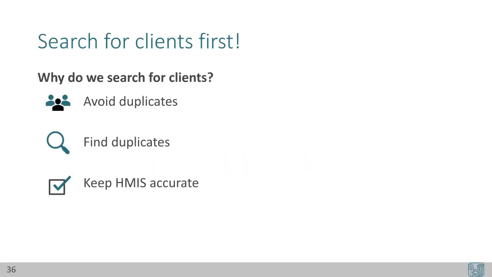Search for clients first. Why do we search for clients in HMIS? We want to avoid duplicates. Split client profiles in HMIS mean that the agency and the community don't get the full picture of a client's experience of homelessness and the services that they may have tried before. Searching also helps us find duplicates. And overall, we want to keep HMIS accurate, and we need everybody's help to search for clients first in order to do that.